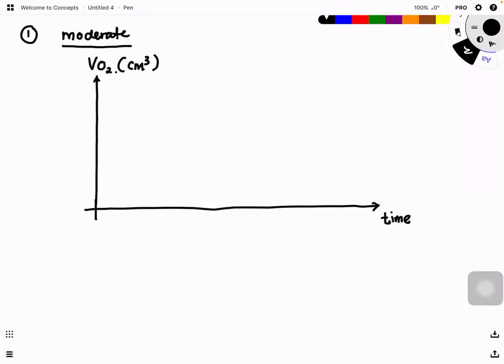Now look at this. Under normal condition, we call it at rest. At rest, basically you do nothing, you sit down, and then you breathe in and breathe out. So that is the normal volume of O2 that you breathe in. This volume we call the tidal volume. The tidal volume basically means that you take in and out, in and out.